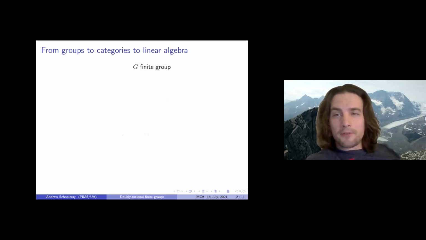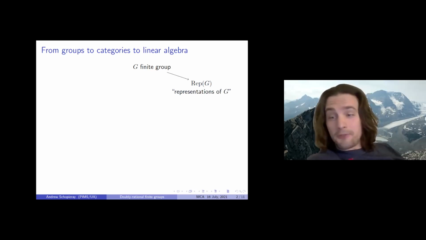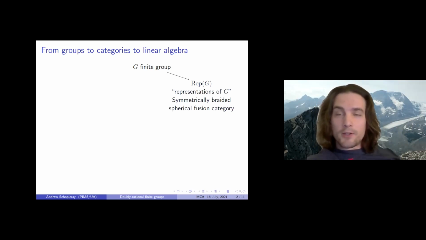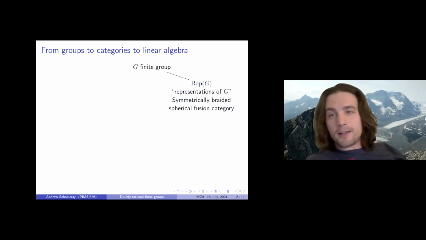So if you have a finite group, then one thing that you typically do to move into a categorical setting is to look at its category of representations. And here I'm doing everything over the complex numbers, nothing incredibly fancy. But if you want to make it sound fancy, you can note that this is a symmetrically braided spherical fusion category, if you want to make it sound as complicated as humanly possible. So this just means that the tensor product, when you look at the double braiding on pairs of objects, that's completely trivial. It's the identity for everything.